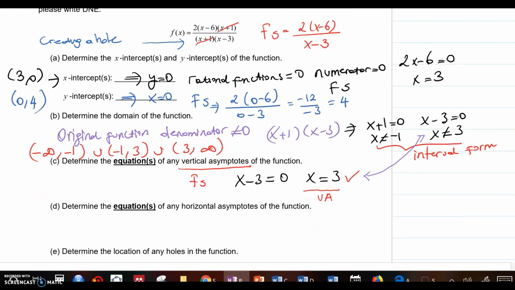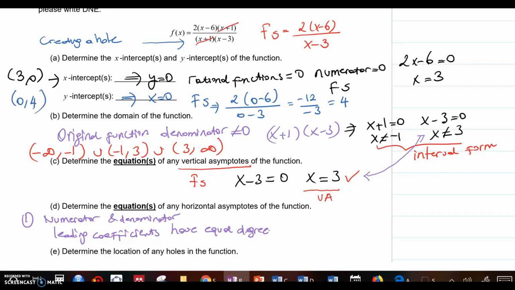Now equations of horizontal asymptote. For equations of horizontal asymptote, we have three cases. One, the numerator and denominator have equal degree, which means I have x squared in the numerator and x squared in the denominator. Then we divide the leading coefficients.